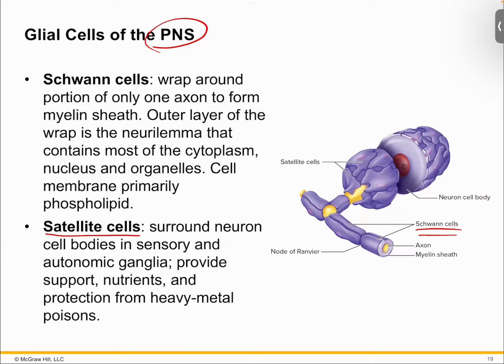Now, there's another group of cells called satellite cells, which are just basically a clustering of cells that surround the cell body.